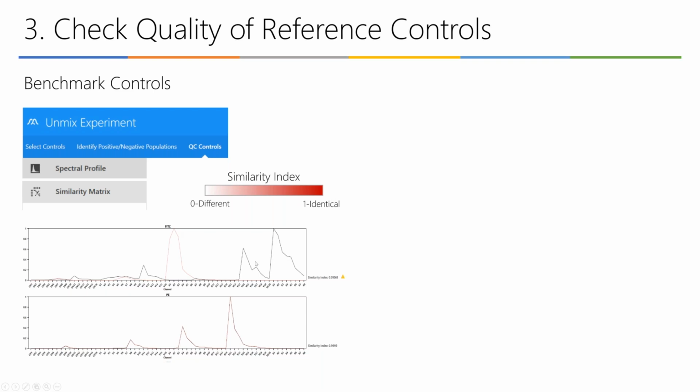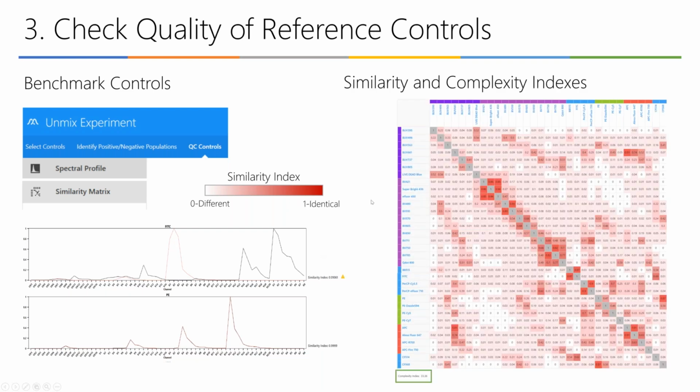And this is important to capture reagent failures or any errors in staining or acquisition. If the spectral profile is not similar to the benchmark, then the similarity index will be low, close to 0, and the control will be flagged and you can decide to replace it. In terms of complexity index, it evaluates the overall similarity for all the fluors within the panel. The lower the complexity index, the higher the chance of obtaining optimal results with a given combination of fluors. But it's also a great tool to make sure your controls are working well based on the expected similarity metrics.